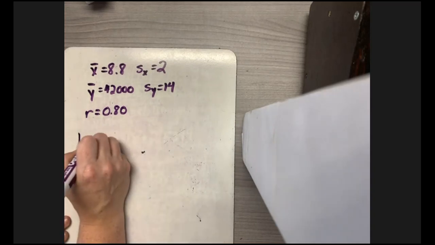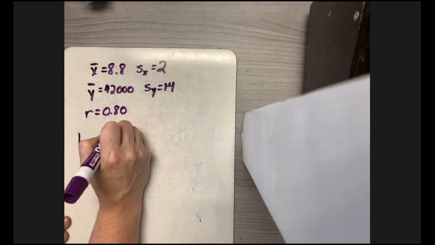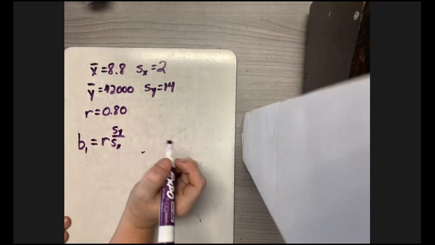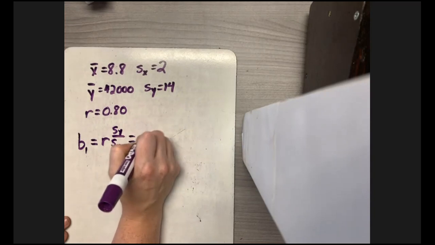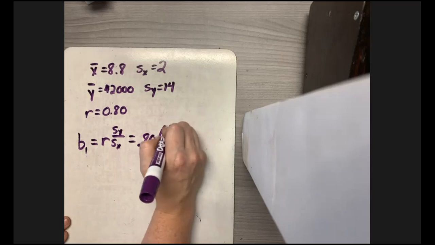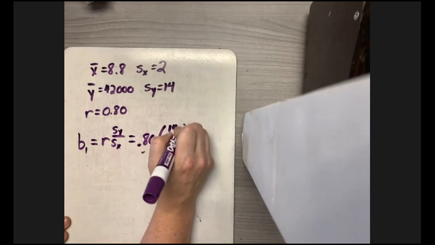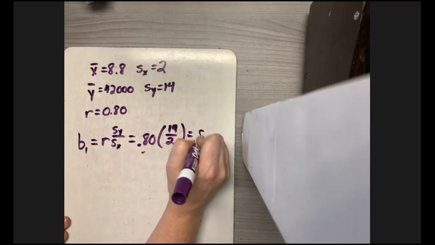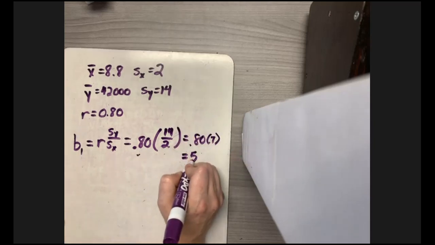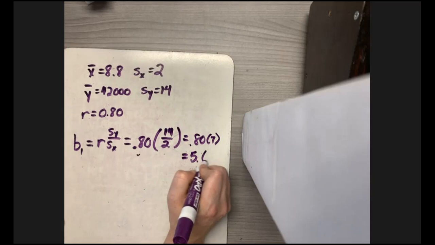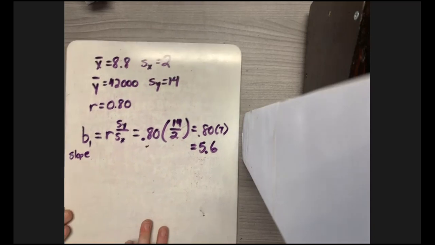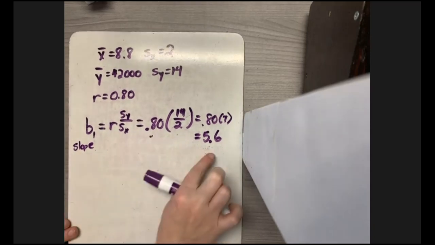So B1, which is our slope, was R times SY over SX. Just plugging in values that we have, that's 0.80 times 14 over 2. This is 0.80 times 7, which is 5.6. That again is our slope. So when we get ready to write our line, we'll use that as our slope. So that'll be 5.6.